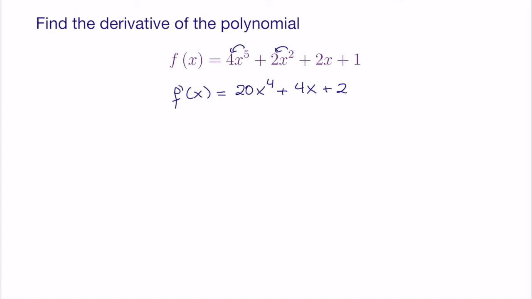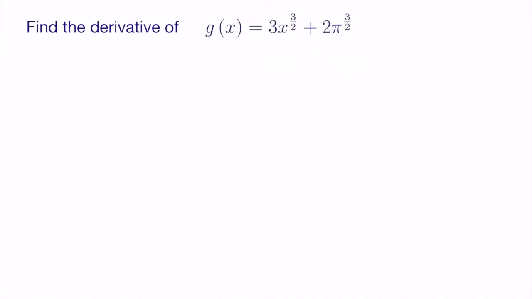I don't even write anything. Yep, easy, fast. This is kind of a tricky one, but very simple. The derivative of g is going to be the 3/2 multiplies to the front, so you get 3 times 3/2. And then you lower the power by 1.